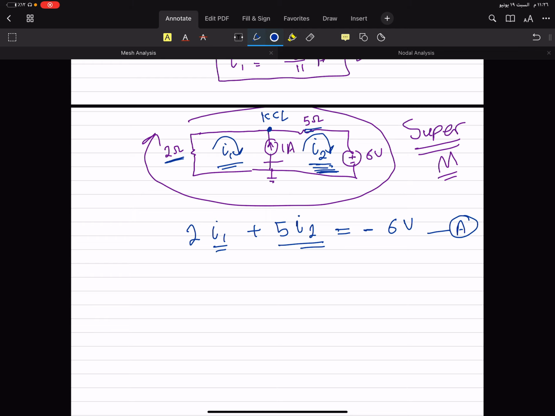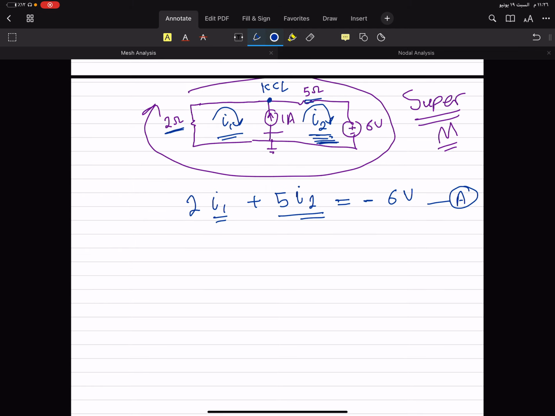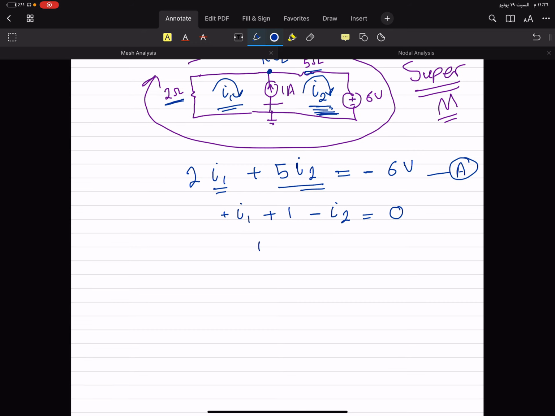KCL at this node to bring equation number B. So using KCL at this node, I have I1 entering, so it's positive. I have the current source entering, so it's positive, which is 1 amp. I have I2 leaving, so it's minus I2, and all this is equal to 0. And a little bit of organization, I1 minus I2 is equal to 1. This one is equation B. Now you can solve equation A and B using a system, and you have the value of I1 and I2.